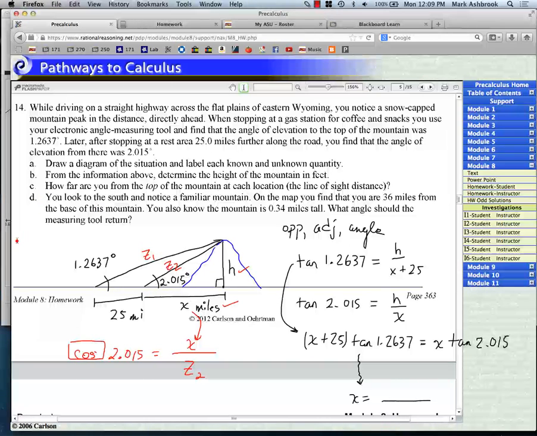Okay? And then D is a pretty easy problem. It says you're 36 miles away. The height of the mountain's 0.34 miles up. What's the angle? So which relationship are we going to use to find that angle? Sine, cosine, or tangent? So for that angle, 0.34 is which side? Opposite side. 36 is adjacent.